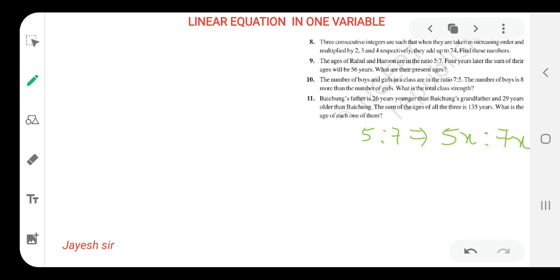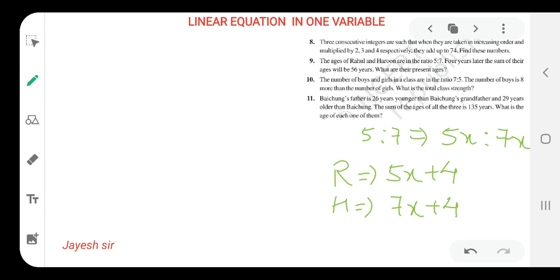Now 4 years later means after 4 years their ages would be plus 4 to this one. So we'll add: 5x plus 4, that would be Rahul's age. So I am writing over here Rahul's age and Harun's age. 5x is his present age and 7x is his present age. Now we will add 4, because the value is to be given after 4 years. So we'll add here 4, that means 5x plus 4 and 7x plus 4.